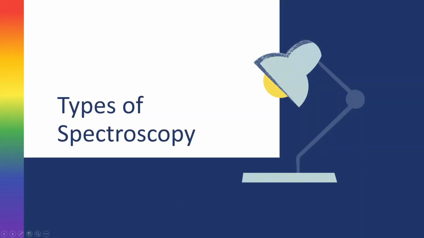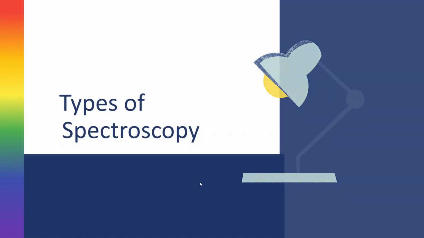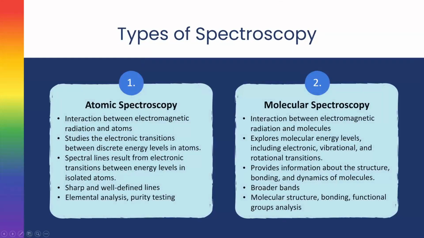Types of spectroscopy. Spectroscopy can be classified into various types based on the interaction of light with matter. Each type is tailored for specific analysis and application. First one is atomic spectroscopy. Atomic spectroscopy is the interaction between electromagnetic radiation and atoms.